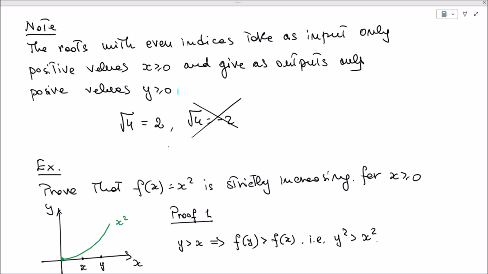Okay, how can we prove this? Well, if y is to the right of x, we can also say that y is equal to x plus a for some a larger than 0, right? So in other words, a is larger than 0, which is the increment passing from x to y.